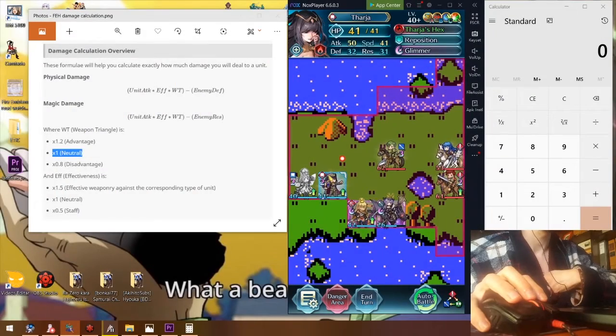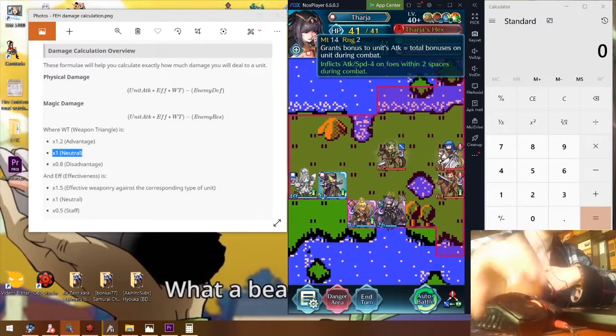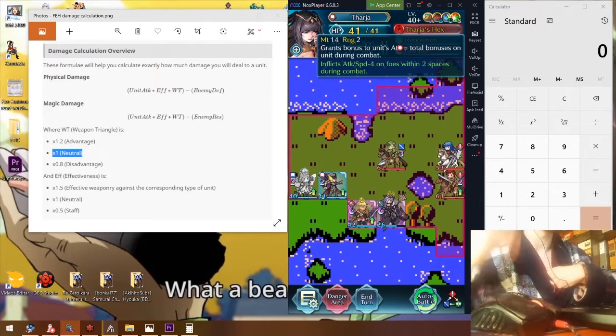A lot of people don't understand to this day how Tharja's weapon works. That's due to the fact that her weapon description is super misleading. It roughly says: grants bonus to unit's attack equals total bonuses on unit during combat. A lot of people read it as total bonuses on unit during combat will grant bonus to unit's attack. That's not how it works, that's incorrect.